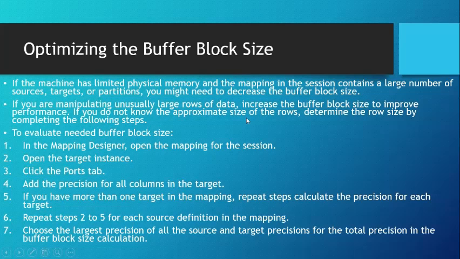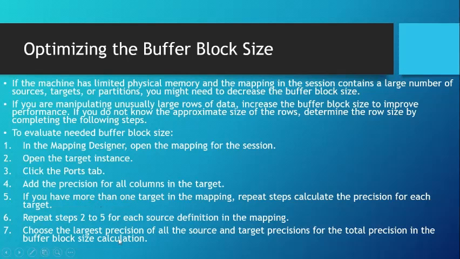If you don't know the approximate size of the row, determine the row size by completing the following steps. Okay, just go through all these things. I will update them on my website also, like blogs, so you can read everything. In the Mapping Designer, open the mapping for the session, open the target instance, click the Ports tab, and add the precision of all columns in the target. If you have more than one target in the mapping, repeat the steps and calculate the precision for each target, right?